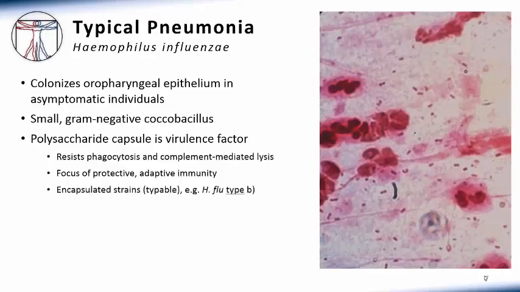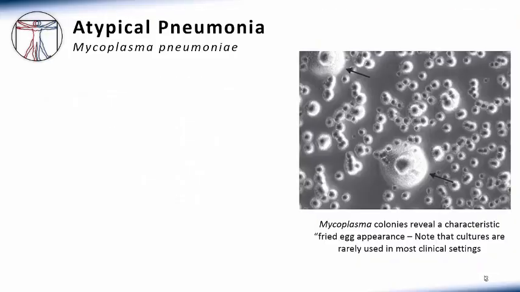Encapsulated strains are referred to as typable because of the ability to develop antibodies against the various polysaccharide capsule antigens. An example of this would be the well-characterized Haemophilus influenzae type B. However, many unencapsulated strains, which are referred to as the untypable Haemophilus influenzae strains, are also frequent causes of pneumonia syndromes. And so someone who would have been vaccinated with the Haemophilus influenzae type B vaccine would not be protected from these other unencapsulated strains. Although they are less invasive than some of the encapsulated strains, they can still cause human disease.